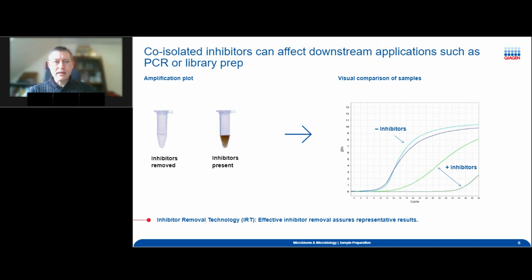So it's a very dramatic effect on your downstream amplification if you are not able to remove these inhibitors during the process. So the IRT is an absolutely critical part of doing your sample extraction if you're dealing with these sort of difficult sample types.